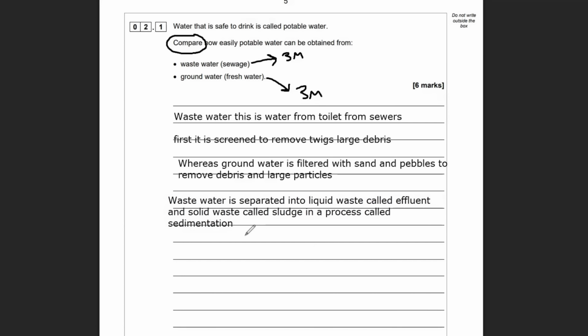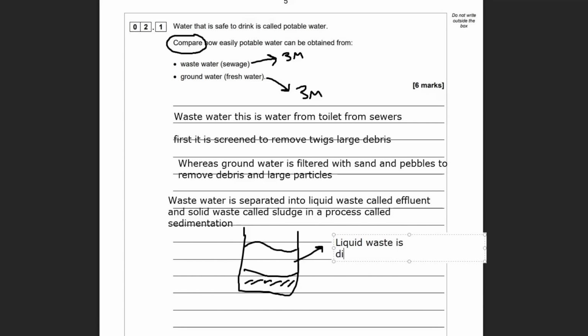So essentially, you have your solid waste from the sewage, all your poo and stuff down there, and then you have the liquid waste there. Okay, so liquid and solid. Now, what happens is the liquid waste is digested aerobically.